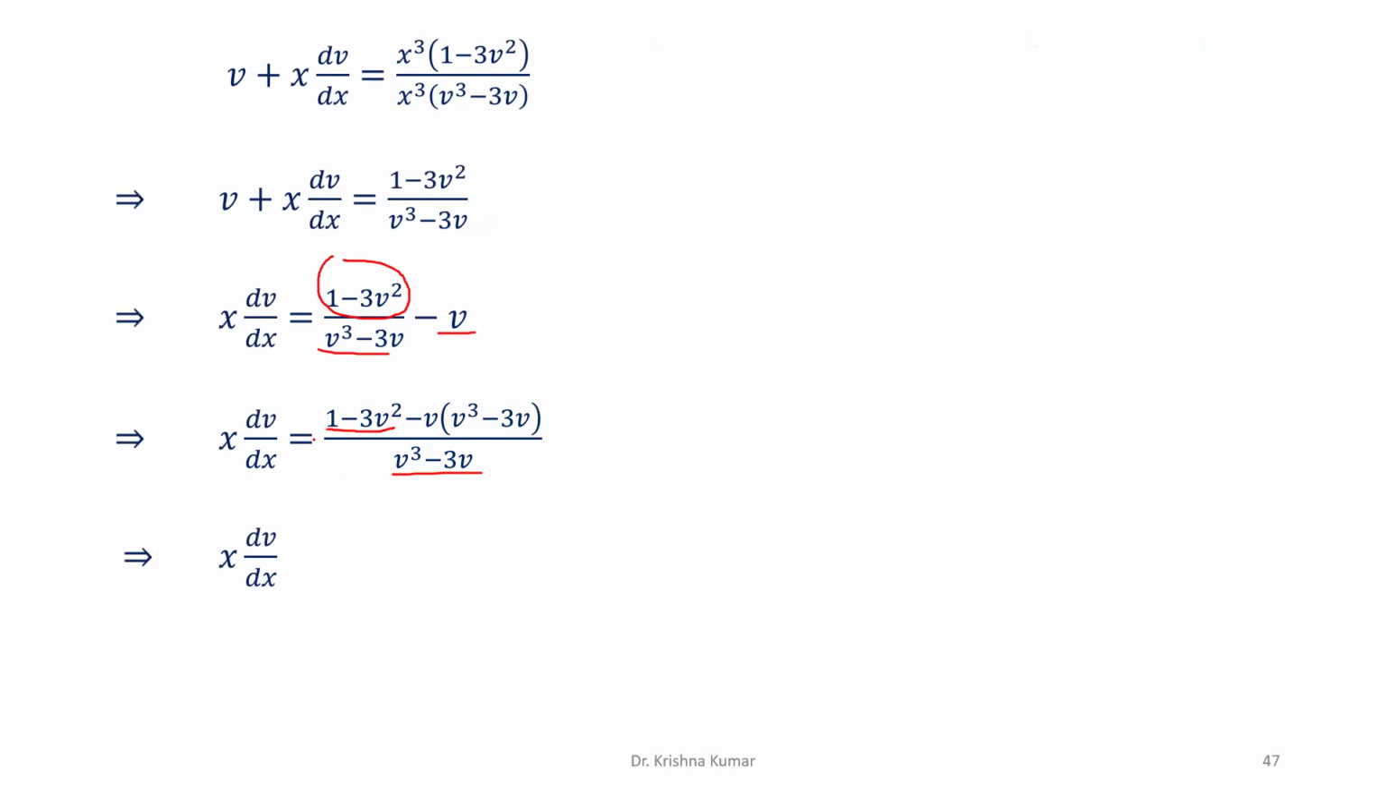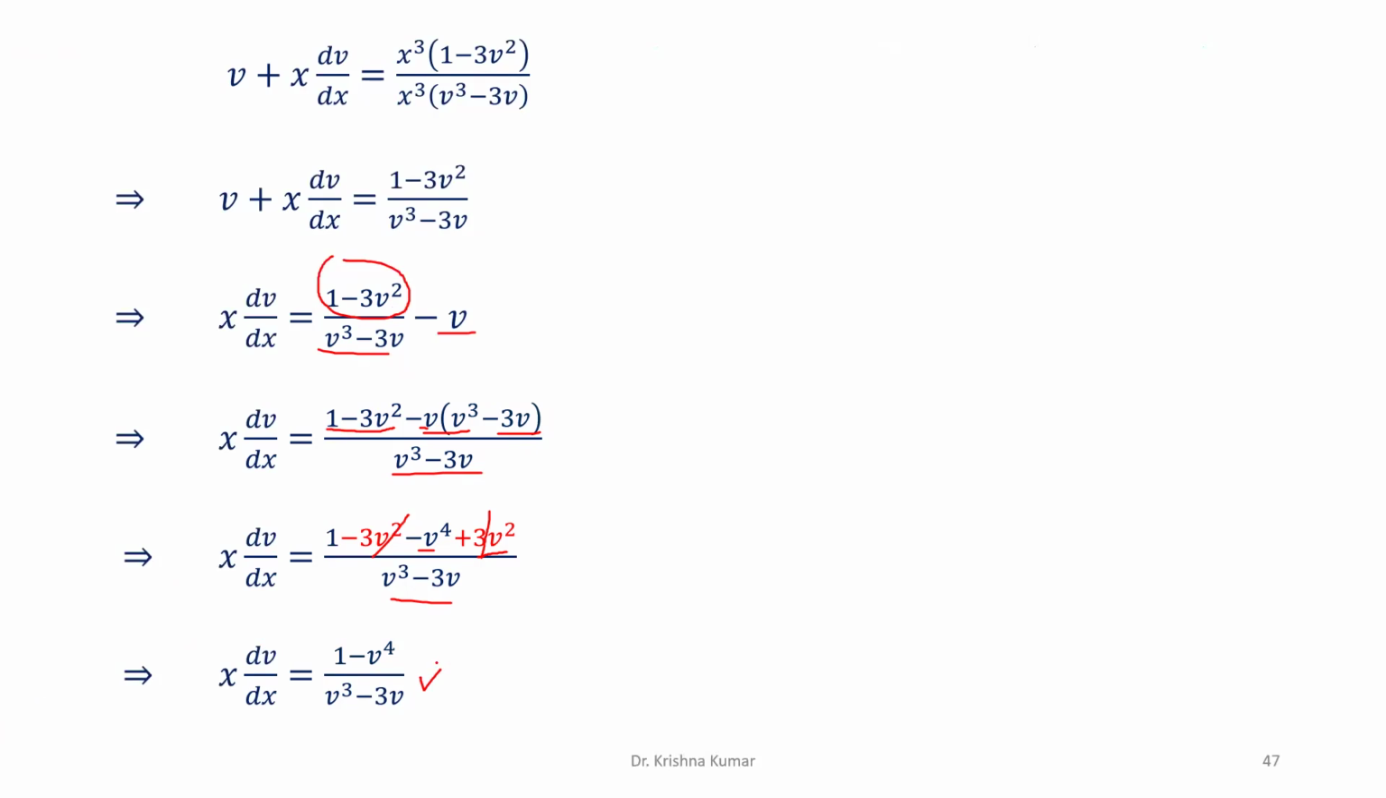Let us simplify this one. So on the left hand side there is no change, x dv/dx = [1 − 3v² − v⁴ + 3v²]/(v³ − 3v), since minus v times minus 3v will become plus 3v². So plus 3v² and minus 3v² will cancel, and then we have x dv/dx = (1 − v⁴)/(v³ − 3v).